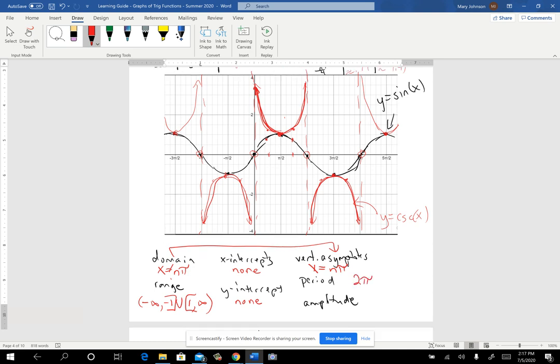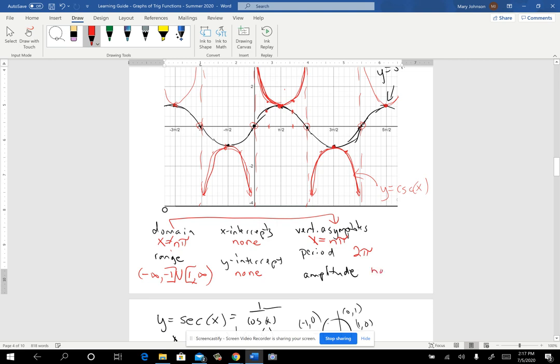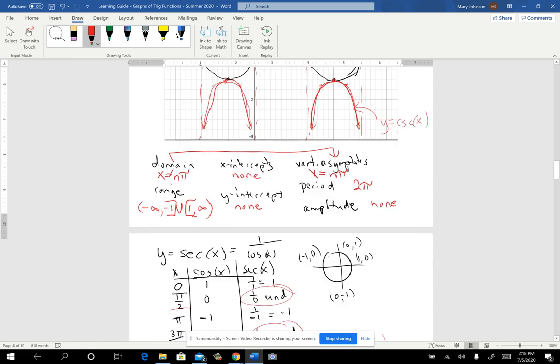The amplitude on this, we usually say none, okay? It's like it doesn't have a highest value that it reaches. So the amplitude would just be none. It goes on forever in the positive y direction and in the negative y direction. So we say it doesn't have an amplitude. Okay. All right, secant is going to be very similar.